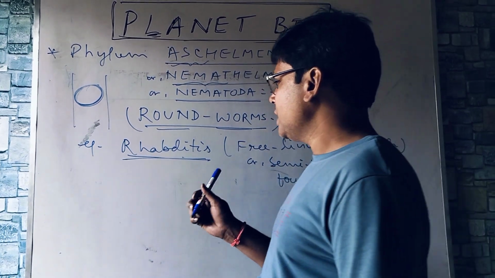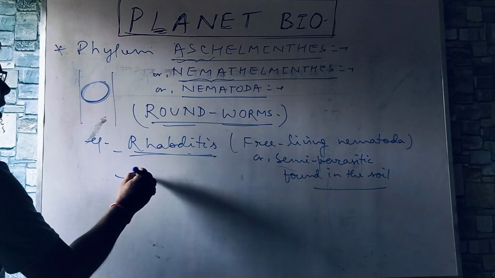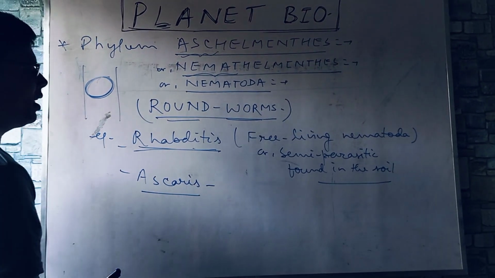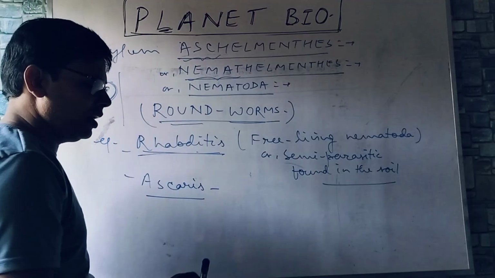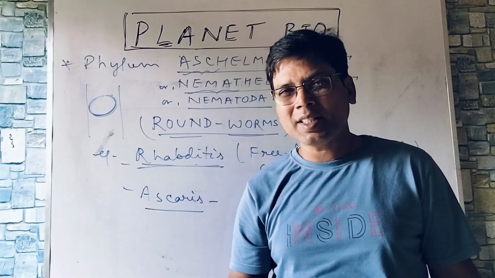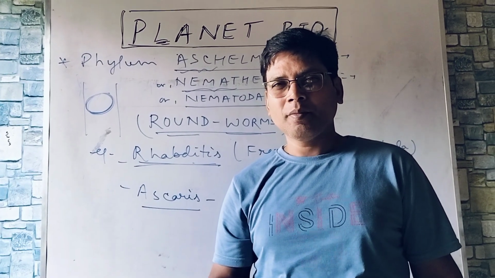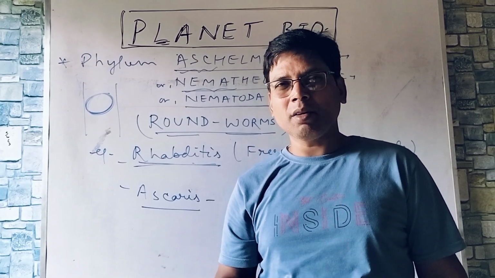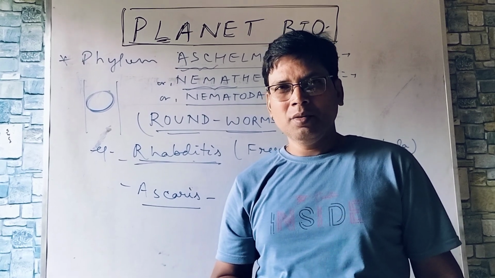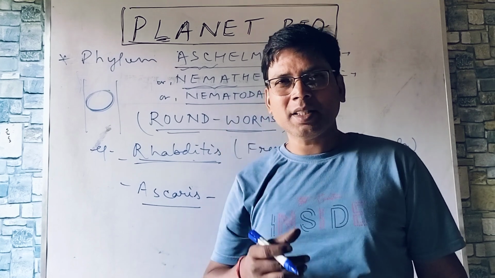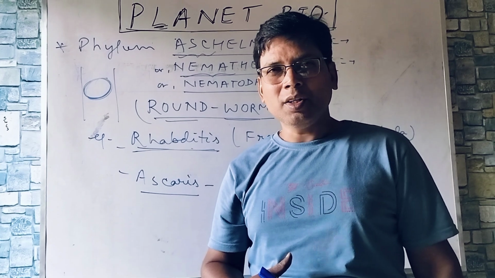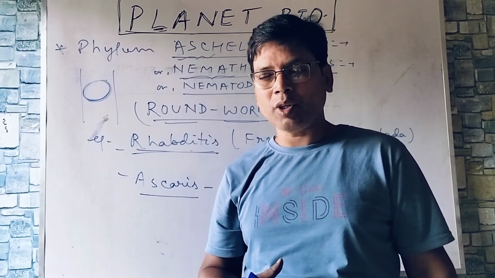So you can see another example is Ascaris. This is the endoparasite, monogenetic endoparasite, as it is found in the small intestine of human beings and causes ascariasis, the Loeffler syndrome. It does not allow digestion of proteins and absorption of vitamin A. So it causes blindness, it causes intestinal problems, intestinal perforation, it causes anemia, so it is a dangerous one.